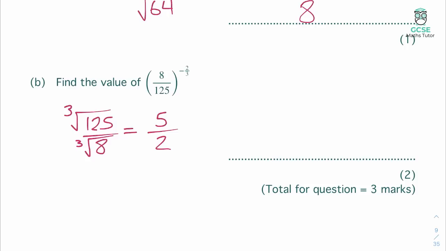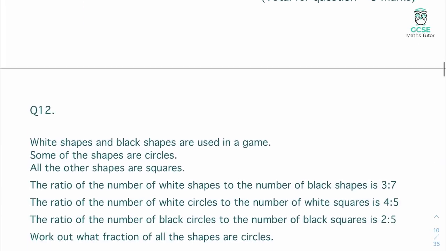Now I want to square them both to finish this off. So the square of 5 is 25, the square of 2 is 4. There we go, and I can leave that as 25 over 4. I don't have to worry about trying to make that into a mixed number or anything like that. It's just 25 over 4, that's my final answer. Okay, so that's negative and fractional indices.